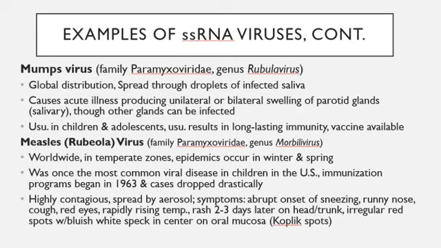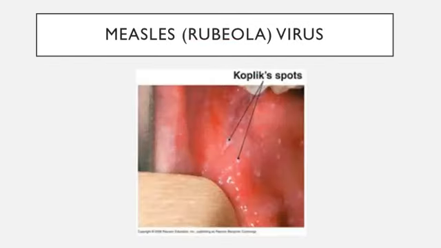This virus is highly contagious. It's spread through aerosolized droplets. Symptoms are abrupt onset of sneezing, runny nose, cough, red eyes, and rapidly rising temperature. After onset, there's a rash 2 to 3 days later on the head and trunk, and irregular red spots with bluish to white specks in the center on the oral mucosa called Koplik spots, and we're going to see what that looks like on the next slide. Here are the white spots on the oral mucosa caused by the measles virus.